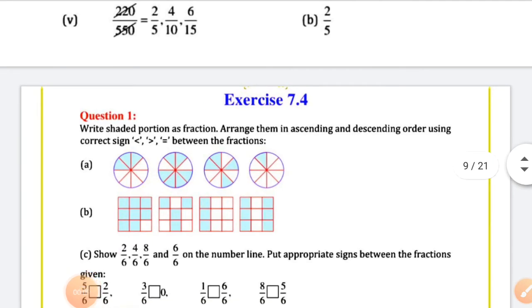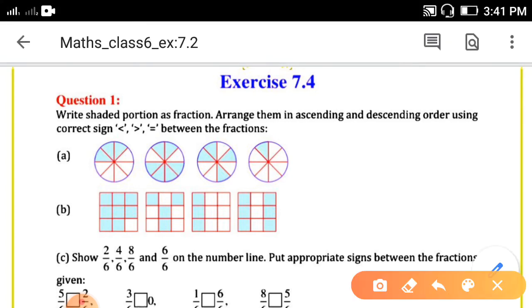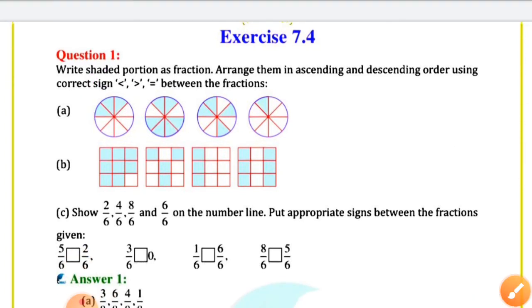Today we are going to start 7.4. Question number 1. Write shaded portion as fraction. So here in this given figure, the shaded portion you have to write as a fraction. In short, you have to form fractions and arrange them in ascending and descending order using the correct sign between the fractions.